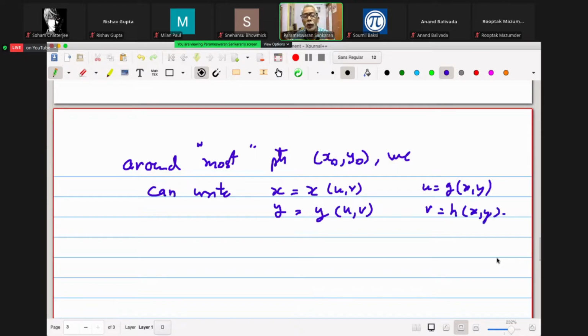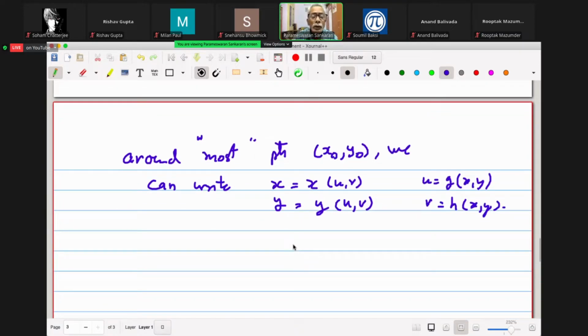Let me remind you what I said about this in the single variable case. Most of the time the derivative should be not equal to 0. If the derivative vanishes on an interval, then there is no way you can get a continuous random variable.